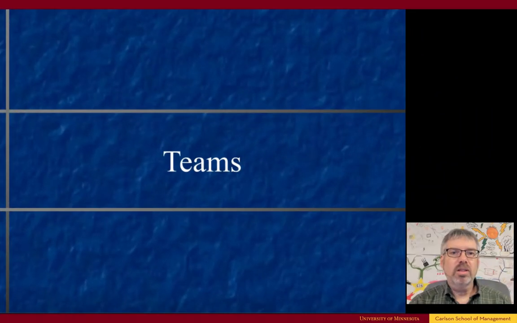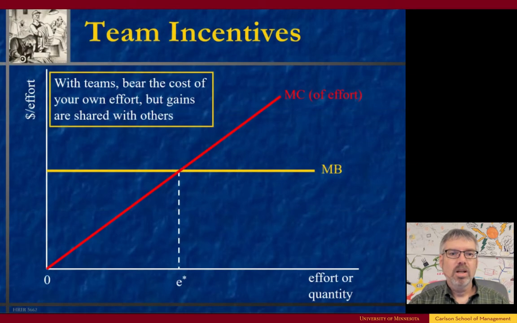Second concern with incentives is teams. So the situation we're thinking about here is we have an individual who has individual-based performance pay, and what might happen when we put that person into a team environment where instead of there being an individual incentive, there's now a team incentive. So our output is pooled, and then the reward is based on the team output rather than individual output. So as a reminder, here's the individual starting point.